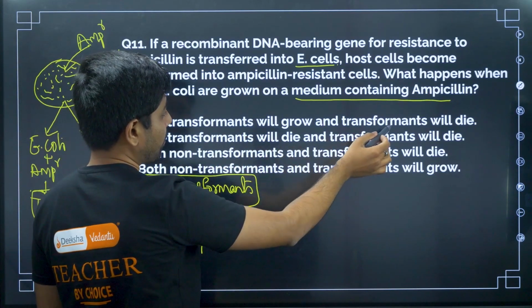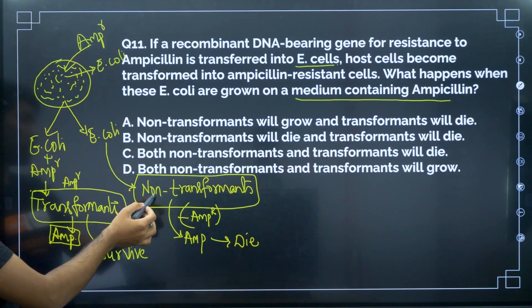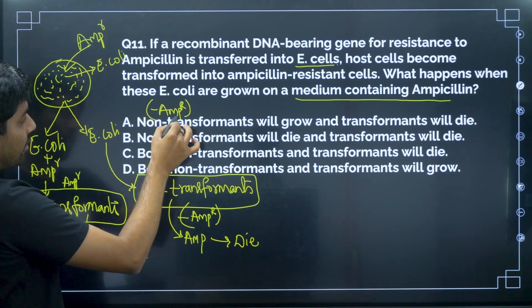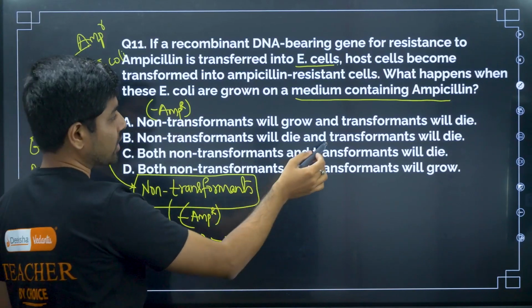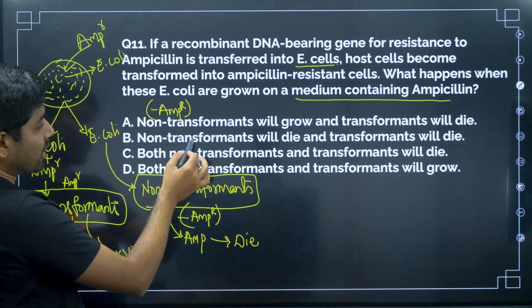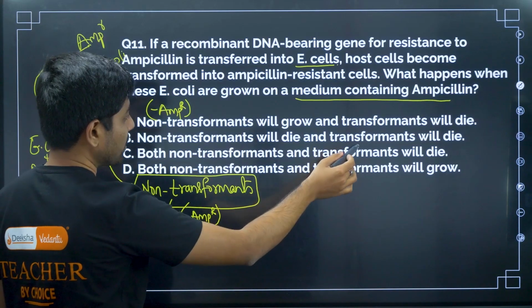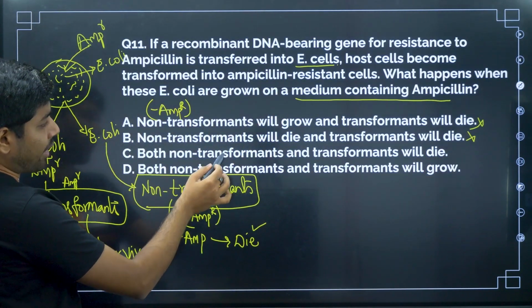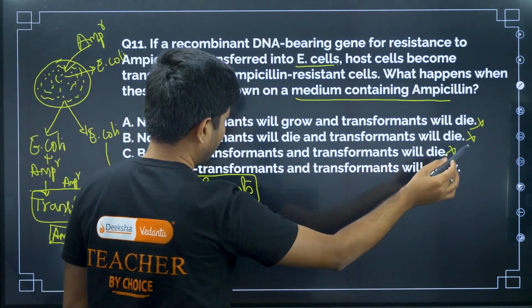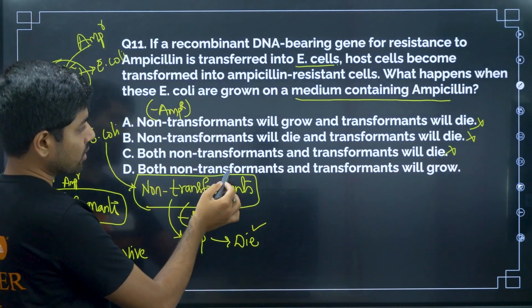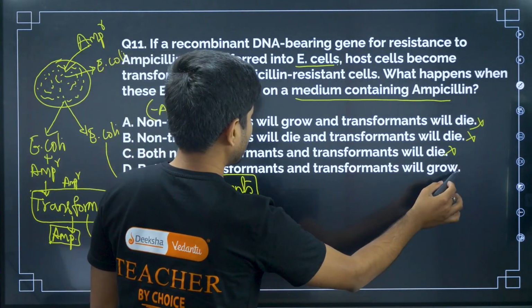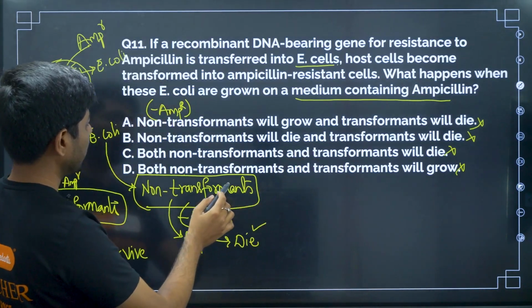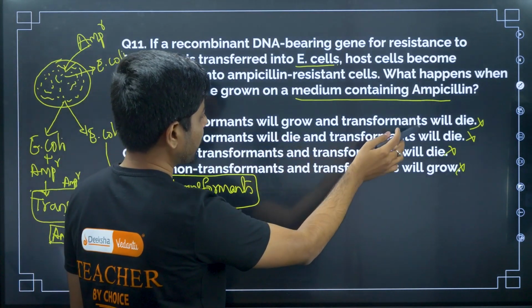Non-transformants will grow and transformants will die. See, it's the opposite. Non-transformants do not have the ampicillin resistant gene. Therefore they'll die because of the toxicity. Transformants will die is wrong. Non-transformants will die, yes. Transformants also will die, this is also wrong, right? Both non-transformants and transformants will die is wrong. Both non-transformants and transformants will grow is also wrong.